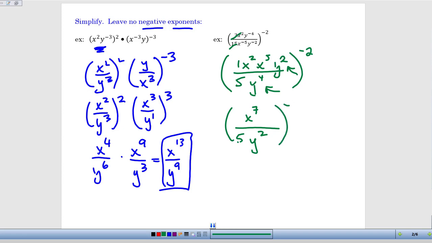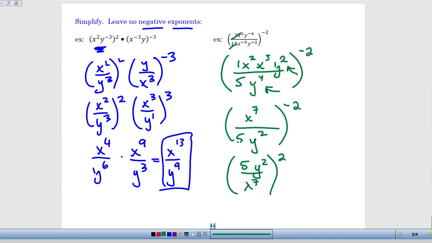Then again, we still have that negative 2 exponent on the outside. So then I'm going to apply that rule with the negative exponent on the outside of a fraction. So I'm going to flip the inside fraction. The fraction's just going to end up as a reciprocal, but the exponent now will be positive on the outside. So I'm going to have 5 y squared over x to the seventh, but now to the positive second power.